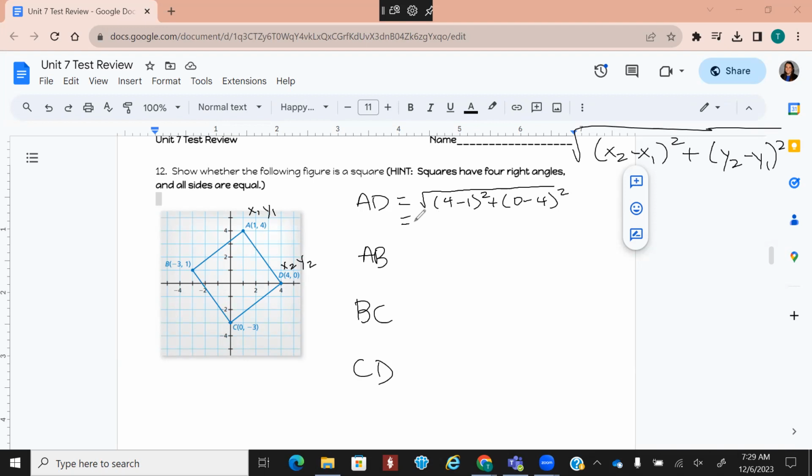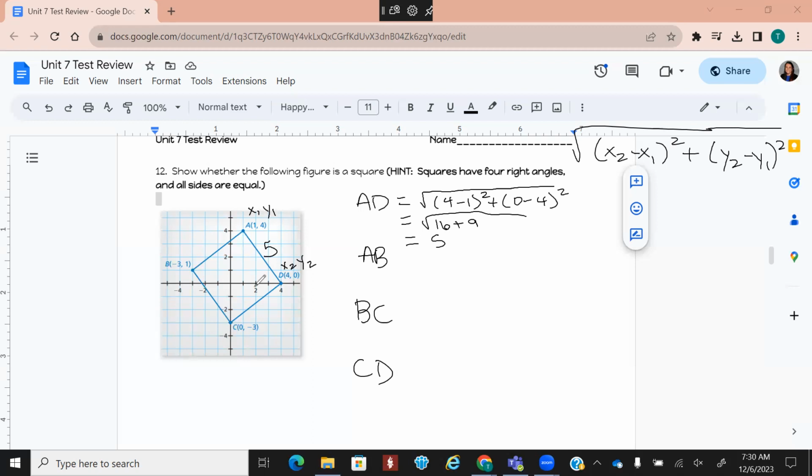And now we're going to simplify, or you can plug that straight into your calculator. You're going to see that that gives you 16 plus 9, and that's going to be the square root of 25, which is 5. So this has a side length of 5. Everybody see how I did that? Because you're going to have to do this on your test tomorrow. This is a very similar question to one that's on your test.